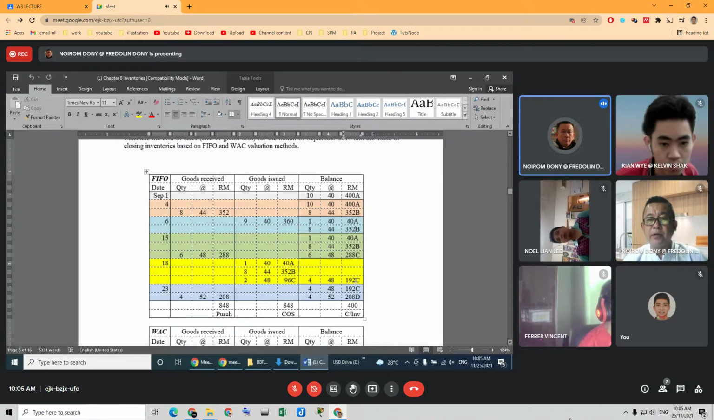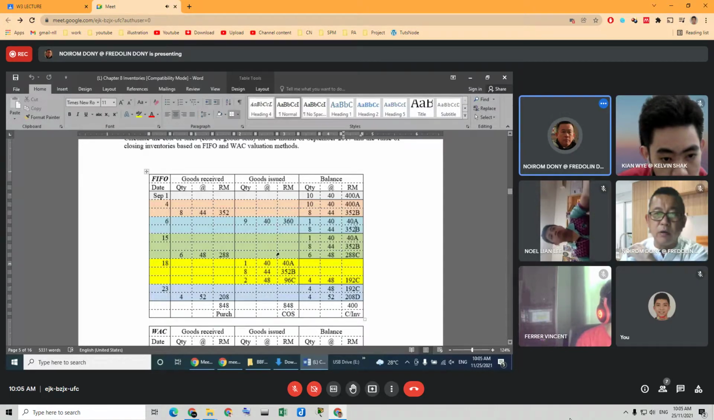So meaning to say, like just now, this is the sales column, isn't it? So we don't use the selling price here. Everything is on cost price. We record on cost price. We ignore the selling price at this level.